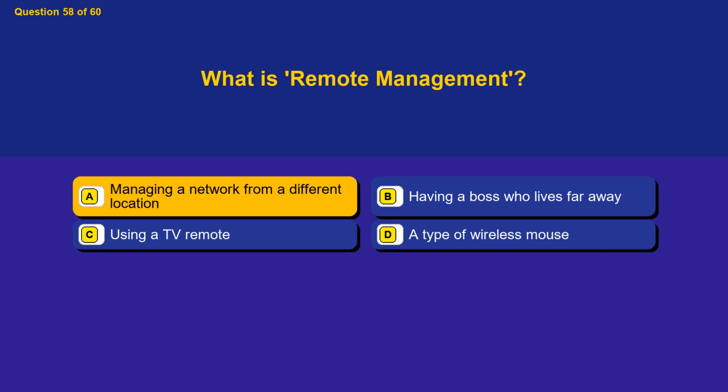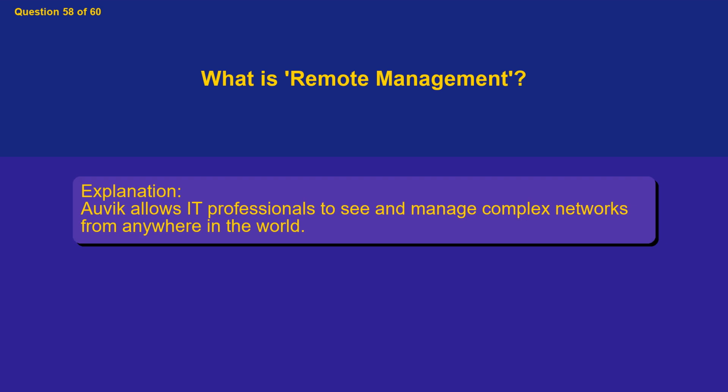The correct answer is option A, managing a network from a different location. Auvik allows IT professionals to see and manage complex networks from anywhere in the world.